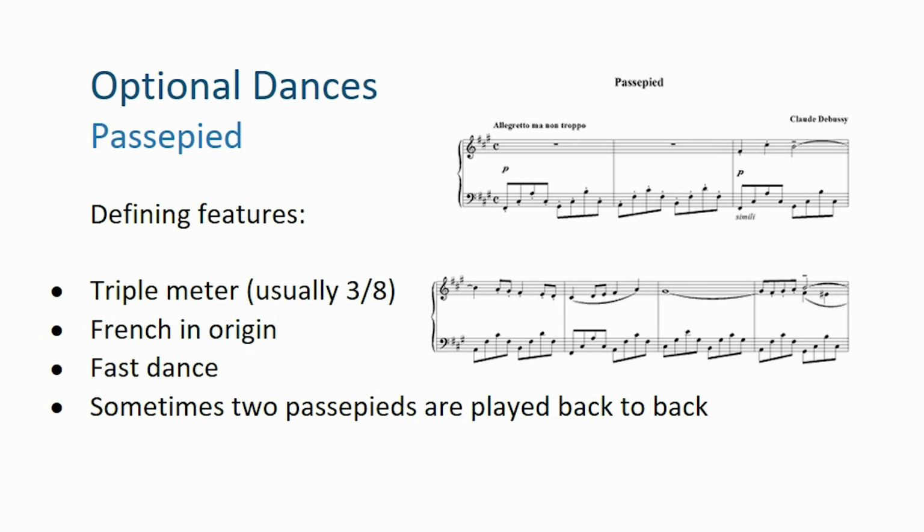Then we have the passepied, which is in triple meter, so usually you'll see this in 3/8. Like many of these, it's French in origin. It's a pretty fast dance. And just like the minuet, you'll sometimes have 2 of these played back to back in a dance suite. So you have passepied 1 and 2.